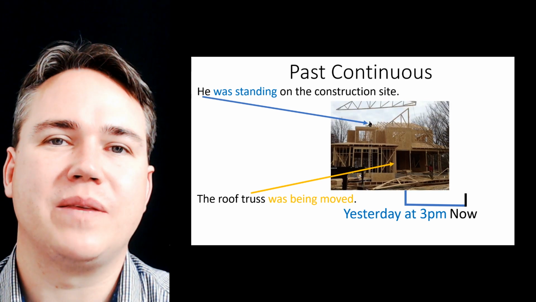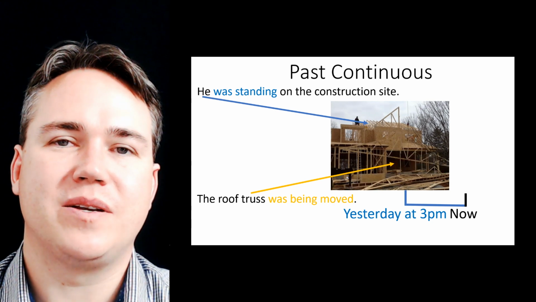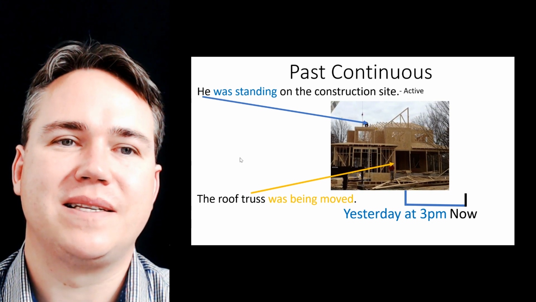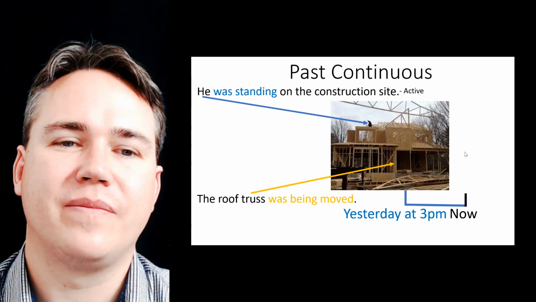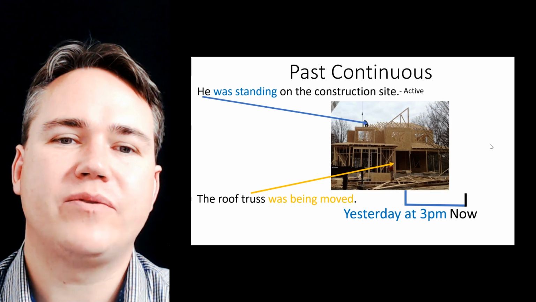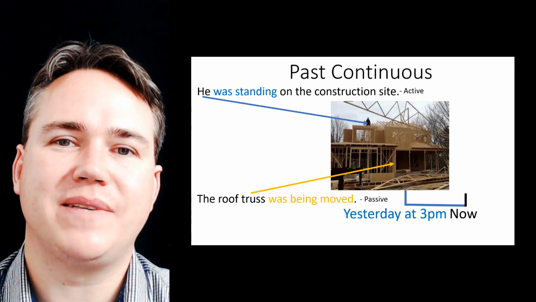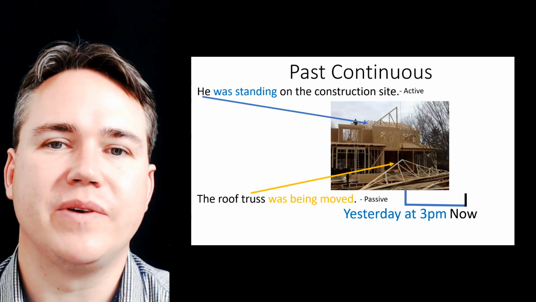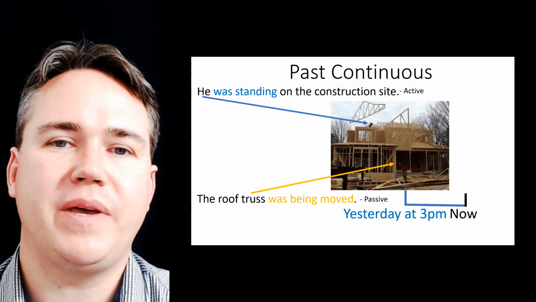So if you look at the person, you can say he was standing on the construction site. That's the active sentence. He was doing the action. What about the roof? You can say the roof truss was being moved. That's the passive sentence. Someone's moving it, but we can't see them, and we don't care who's doing it. The important thing is it was being moved around about 3 p.m.